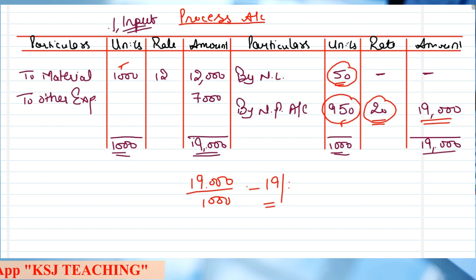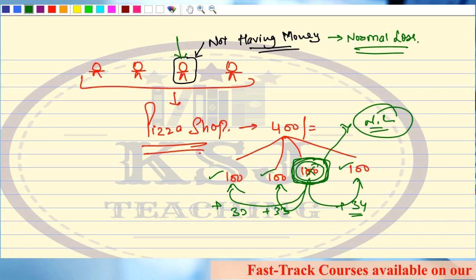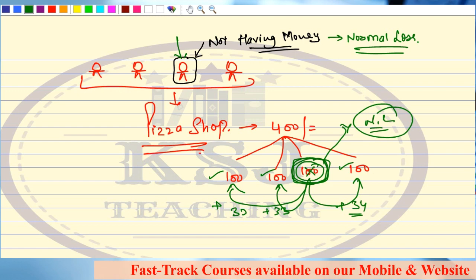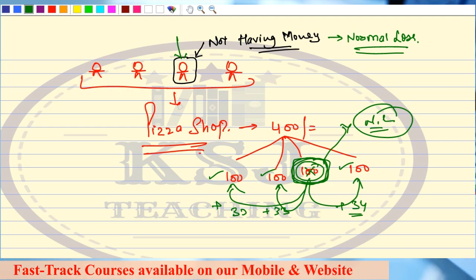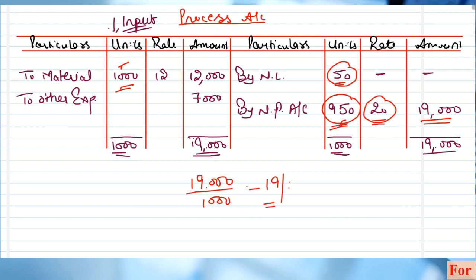Right? So this is the best example that I have given you, that whatever is the cost of the normal loss, it will be borne by whom? It will be borne by the good friends, right? It will increase the cost of the good units, and that is what has happened. Otherwise the cost would have been borne by 1000 units. Now the cost has been borne only and only by 950 units, increasing my per unit cost.